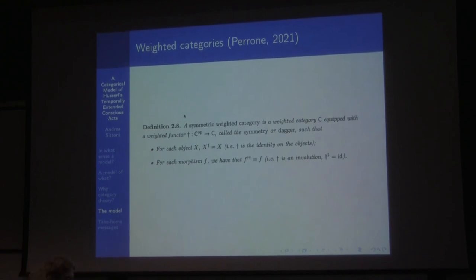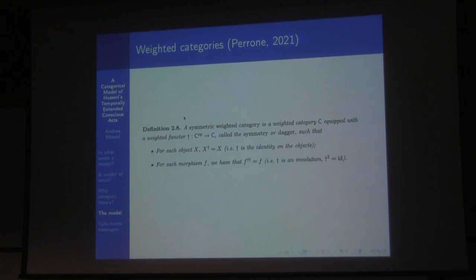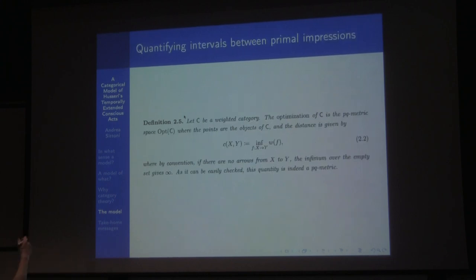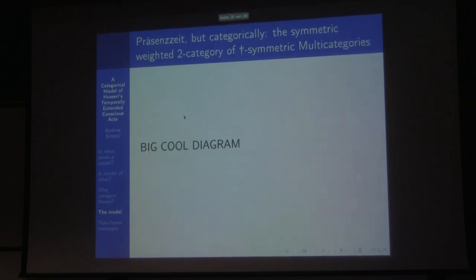there is a way of instilling probability theory in our categories, and there is a way of systematically defining things in the future, and this will be non-dualized morphisms in these weighted categories, and things that go in the past, retentions, will be dualized morphisms in this notion of symmetric weighted category. And we could quantify the time intervals with this optimization function that takes the infimum of pathways.